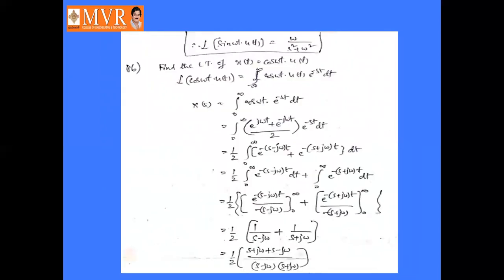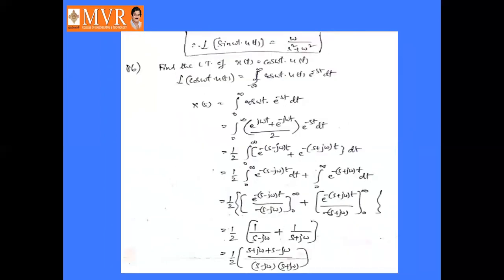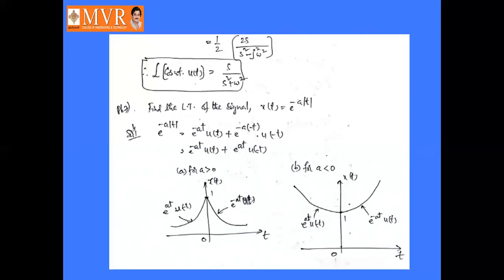In the same manner, you can do cos omega t into u of t also. So here also we write cos omega t is e power j omega t plus e power minus j omega t by 2. Okay, so that we will get cos omega t is 1 by 2 into 2s by s square minus j square omega square, or it is s by s square plus omega square. Whereas sin omega t is omega by s square plus omega square, whereas cos omega t is s by s square plus omega square. Like that, you can do the problems.